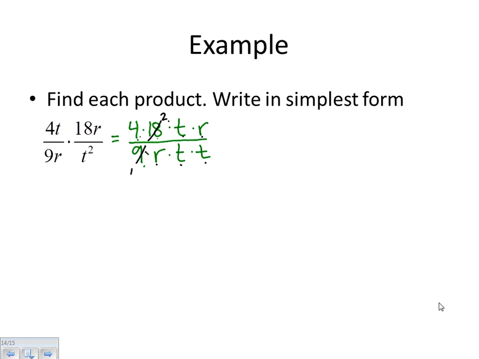All right, now let's look at our variables. Okay, so what variables do I have in common? Well, I have an r on the bottom and an r on the top. I also have a t on the top and a t on the bottom. All right, so we're just going to write what we have left. Well, we have a 4 times a 2, which is 8. And what's left on the bottom? Well, we've got a 1 here. We don't really have to write 1. It's just kind of assumed. And we have a t on the bottom. So really, my problem here is 8 over t.